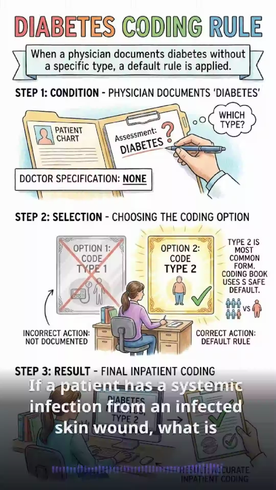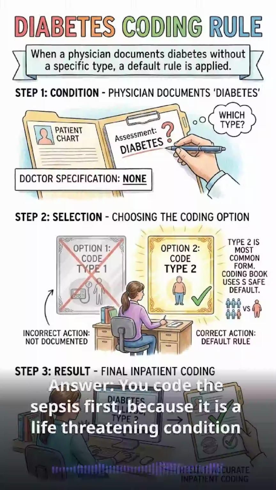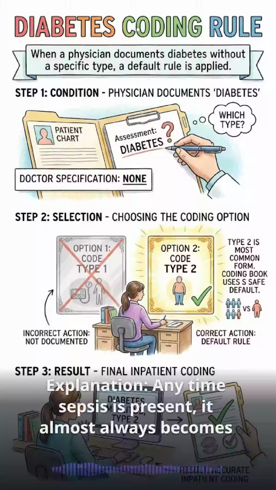85. If a patient has a systemic infection from an infected skin wound, what is coded first? You code the sepsis first, because it is a life-threatening condition for the whole body. Any time sepsis is present, it almost always becomes the most important code on the entire list.